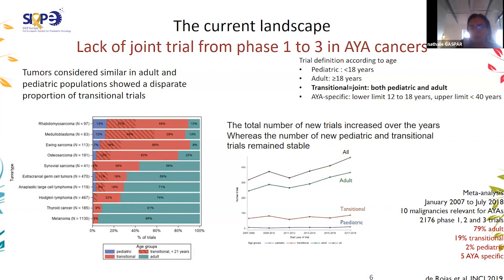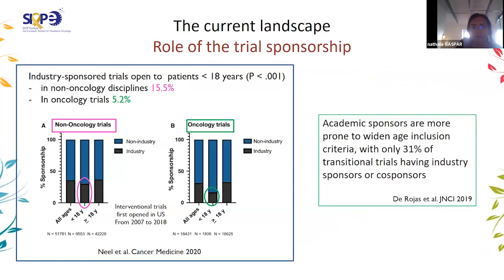And if you look at the increase of these trials over the years, the pediatric trials and the transitional trials are those that are increasing less compared to the adult trials. There is also an influence of the sponsorship. If a study is opened by industry, up to recently, you had less chance of having it open to the youngest ones. It was more frequent in the academic sponsored trials. However, they represent only 1/3 of the trials.